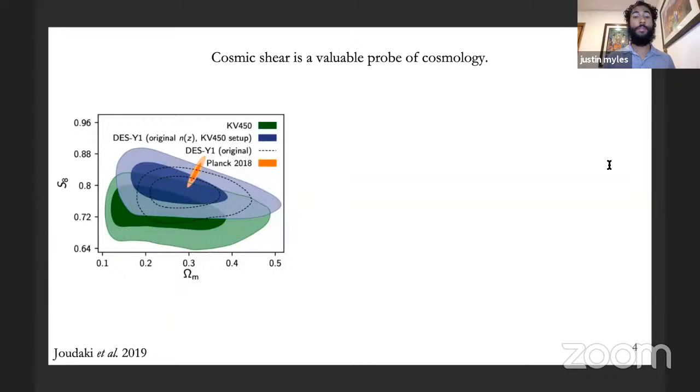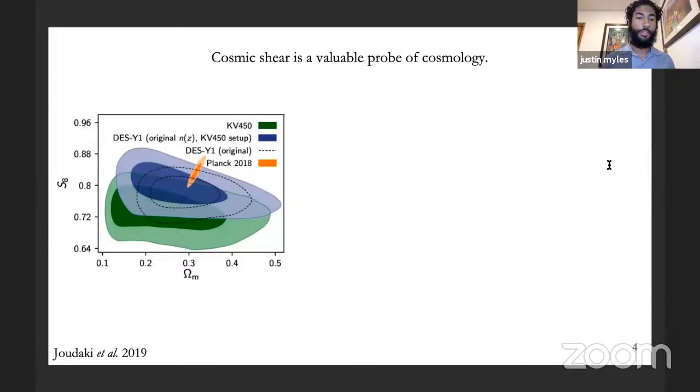Today I'm going to be talking a lot about cosmic shear, which is one of those statistical measures of cosmology. To motivate why you should care, on the left here I'm showing cosmology contours from 2 lensing surveys compared to results from the cosmic microwave background, which is the Planck contour. These contours represent the probability of the true parameter being in a particular region, given the data.